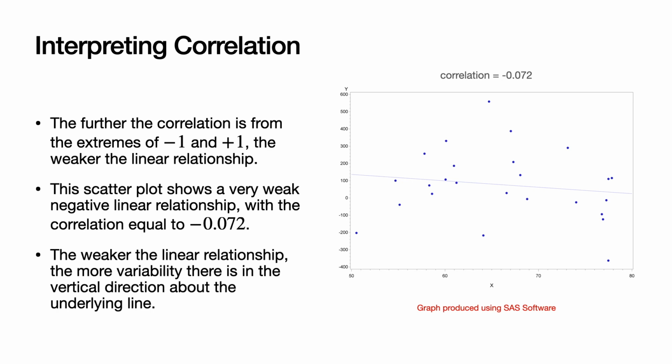And so because of the amount of variability in the vertical direction around that line of best fit, the strength of the linear relationship is very, very weak, and that corresponds to a correlation that is very close to zero.